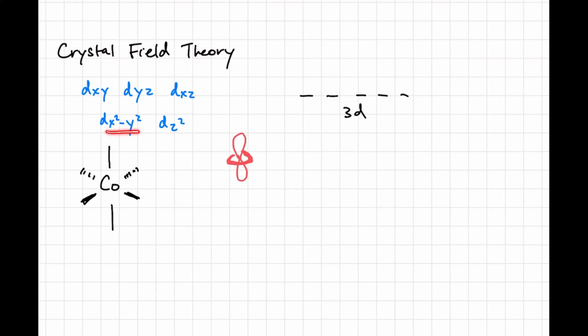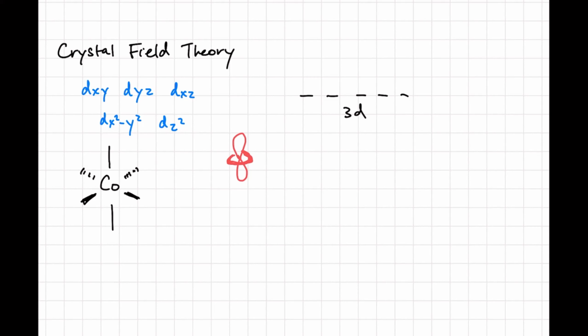dx squared minus y squared. Well, I should have said all of these little subscripts tell you what axis the orbital is on. So z squared tells you it's on the z-axis, and these others tell you it has to do with the x, y, and z axes. dx squared minus y squared tells you it is on the x and y axes.